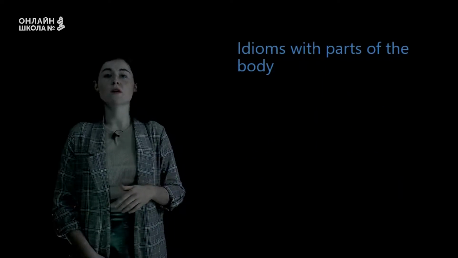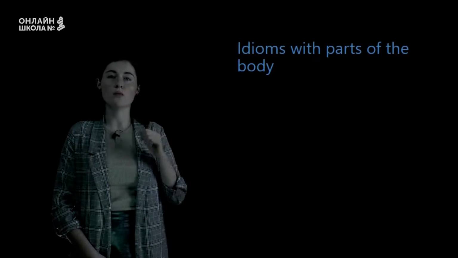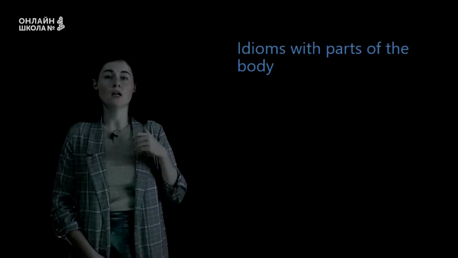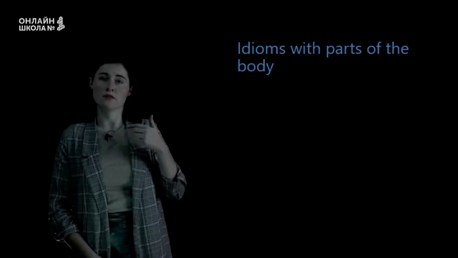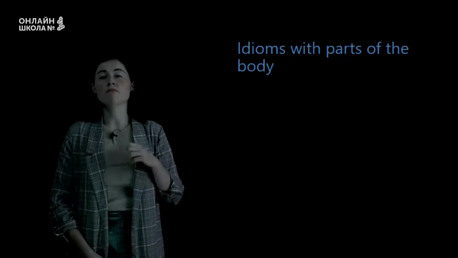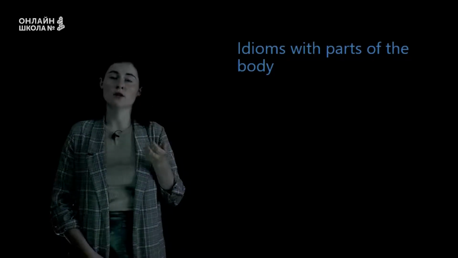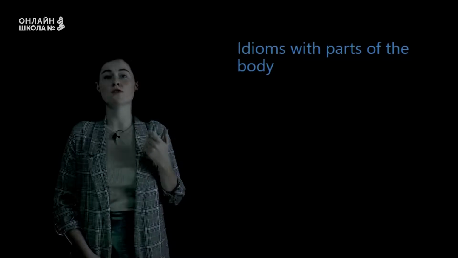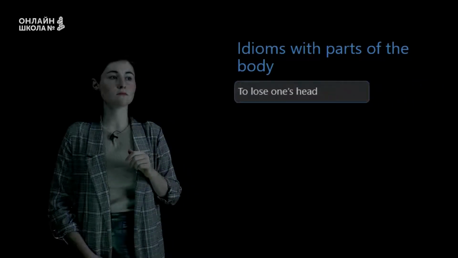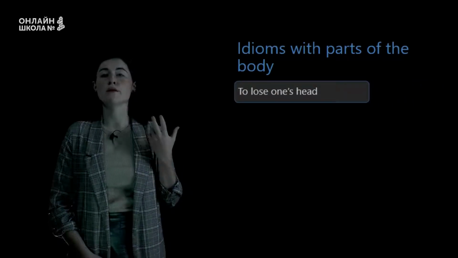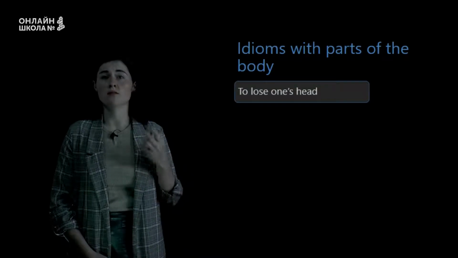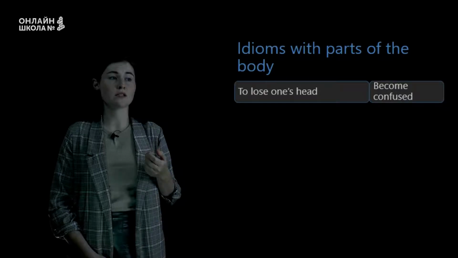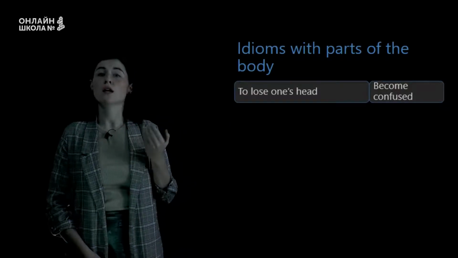Now, which idioms can we use with the parts of the body? Idioms – это особое устойчивое словосочетание, выражение, и очень часто в их составе встречаются какие-то части тела. Давайте посмотрим. To lose one's head. В русском у нас есть вариант потерять голову. So what is it? It's to become confused.